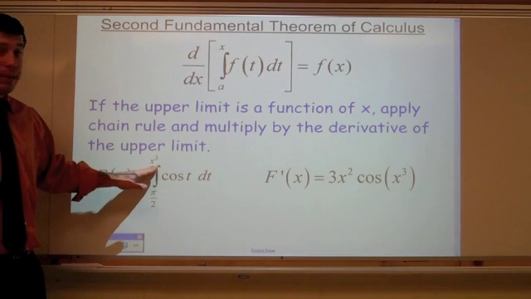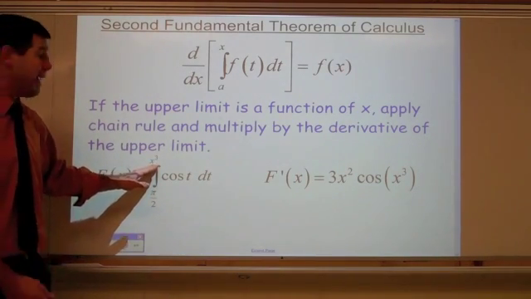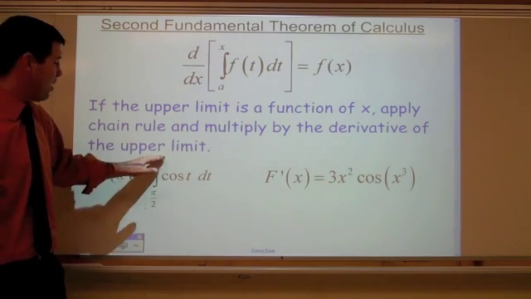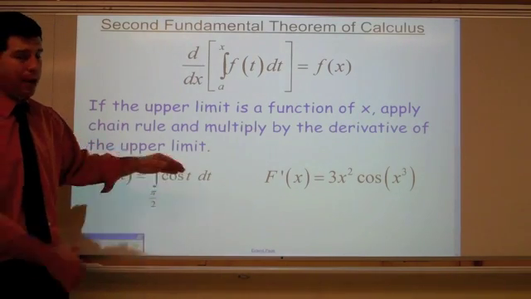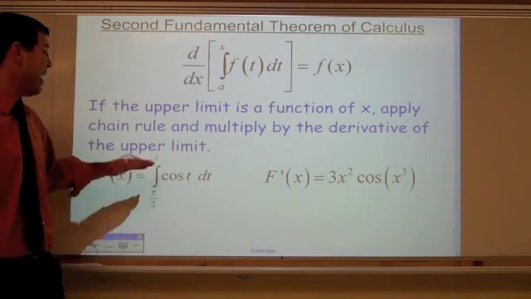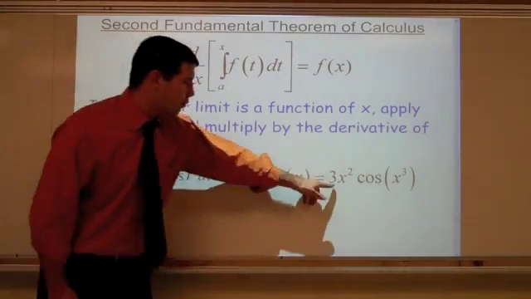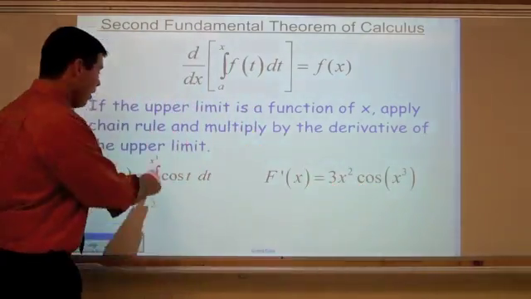So when your upper limit is a function of x, other than just x, you're going to insert it everywhere you see your t, or whatever variable you're anti-deriving or integrating with respect to, and then at the end multiply by the derivative of that upper limit. So the 3x squared gets multiplied by the cosine of x cubed.